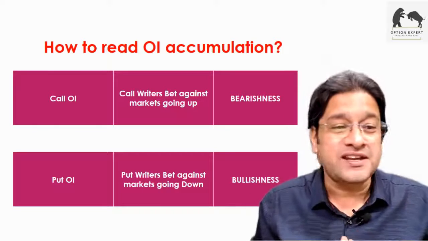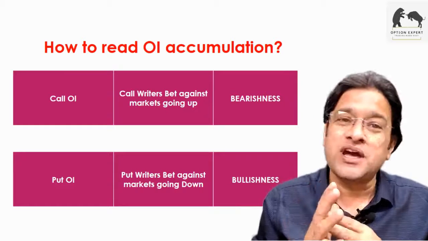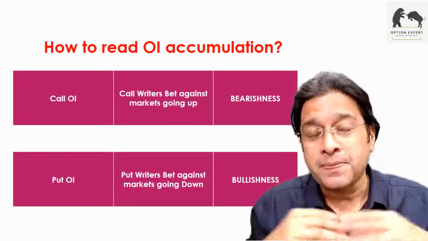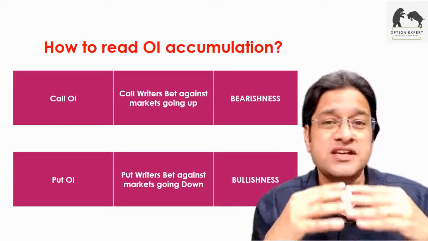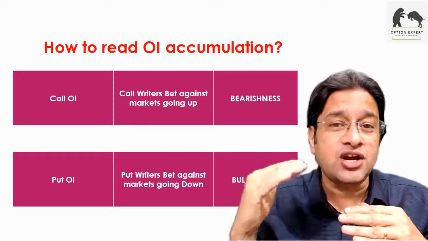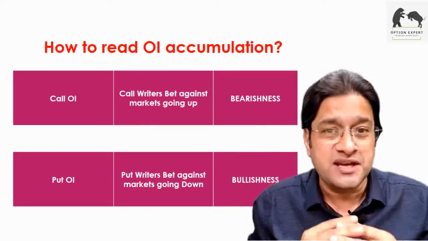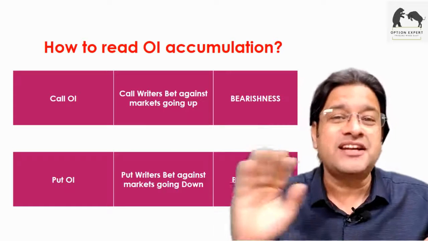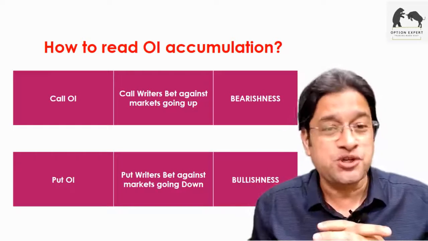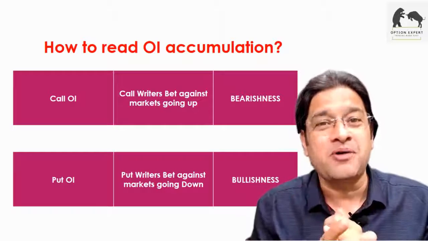So the most important thing here is to understand this. When the call open interest is going up, it means call writers are betting against the market going up. I'll give you a simple example. A highly liquid stock is trading at 100 rupees and in the 110 call there is a lot of accumulation, which means there are a lot of call writers who issued a lot of contracts, which means they are betting that the market is unlikely to go above 110.